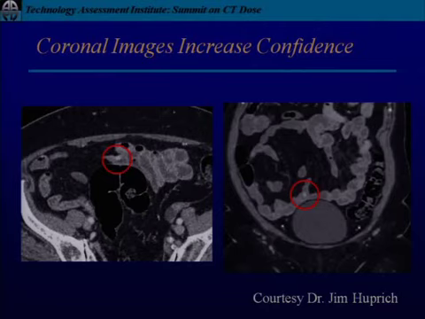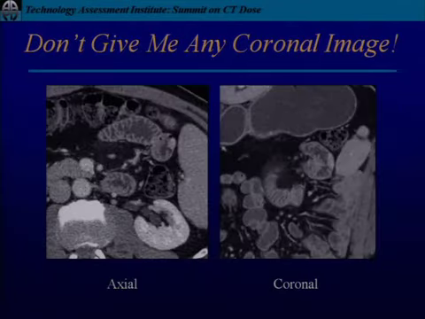So coronal images in pretty much every abdominal organ have been shown to increase the radiologist's confidence. And that's really important. Look at this little hyper-enhancing lesion on the axial image. Seeing it on the coronal image really increases your confidence. And this was a 7-millimeter carcinoid tumor that was able to be resected without any metastases. So it is really important. And the second thing is, don't give us any coronal images if they're not going to be high quality, if we're not going to reconstruct them from thin axial slices, it's not worth it. So this is the type of problems that we're faced with every day.